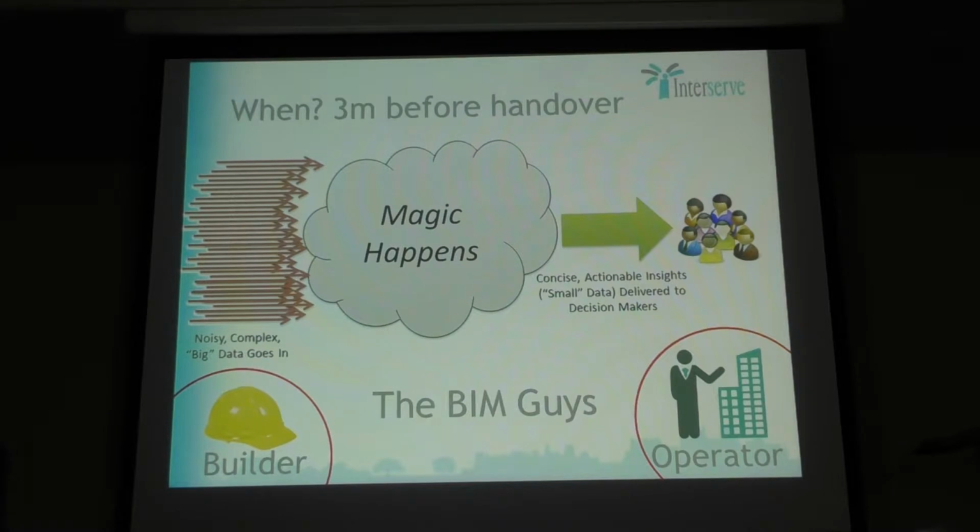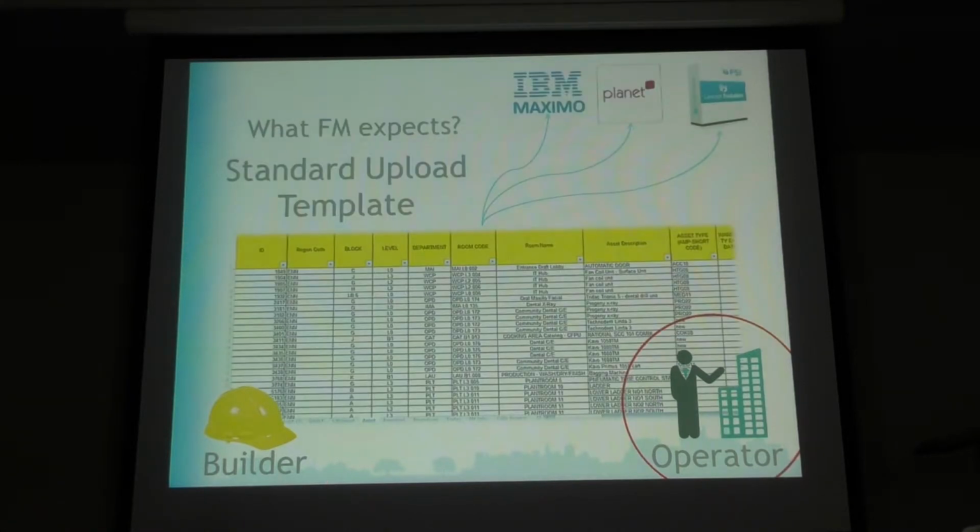This is what we hope happens, and this is what facilities managers out there believe happens. Somewhere in the middle is this bit of magic that happens. The BIM guys will sort it out for us, and they're going to give us concise, actionable insights from all this noisy, complex data, stuff that they don't understand. And that's going to happen 3 months before. Okay. Does that happen? Yeah.